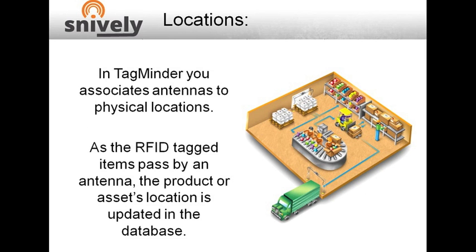In TagMinder, you associate antennas to physical locations. This is done easily using TagMinder's configuration. As the RFID tagged items pass by the antenna, the product or asset's location is updated in the database and a history transaction is generated.